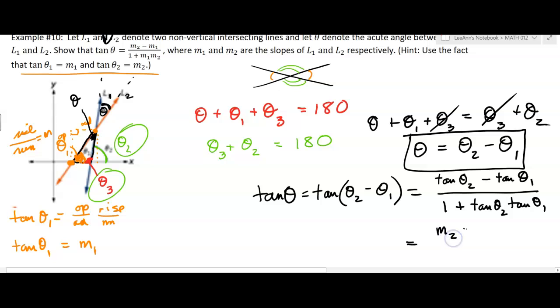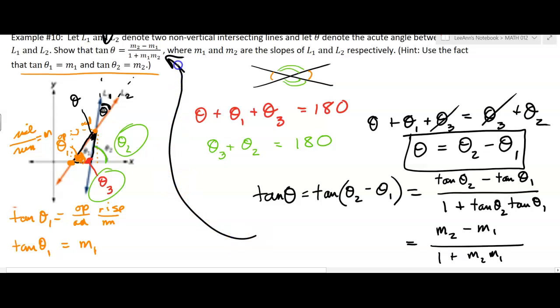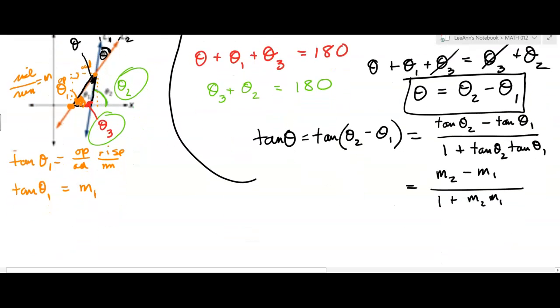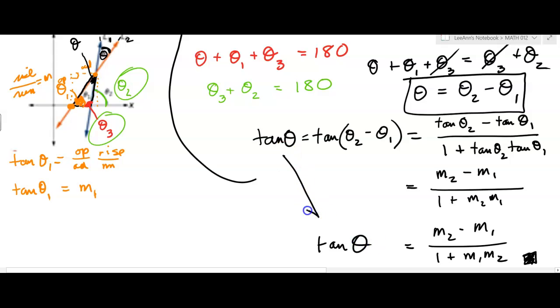We're going to have m sub 2 minus m sub 1 over 1 plus m sub 2 m sub 1. They might have those switched, but that's going to be the same thing as right here. Multiplication is commutative, so let me rewrite it: m sub 2 minus m sub 1 over 1 plus m sub 1 m sub 2. There, we showed that that is the tangent of theta.